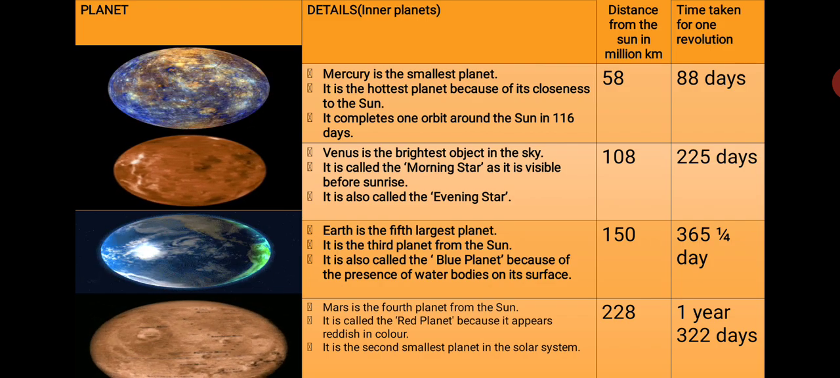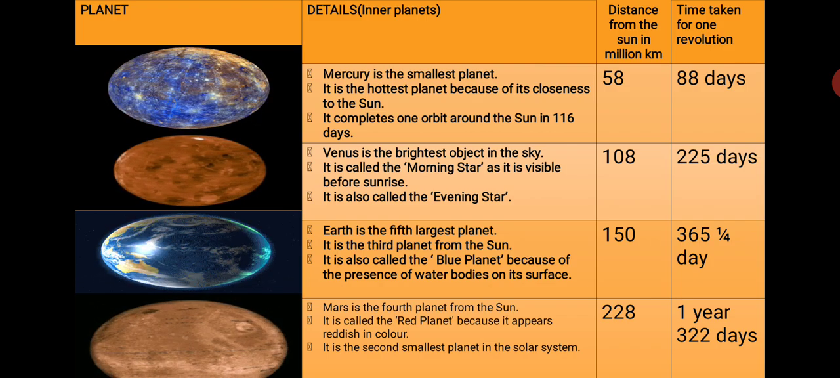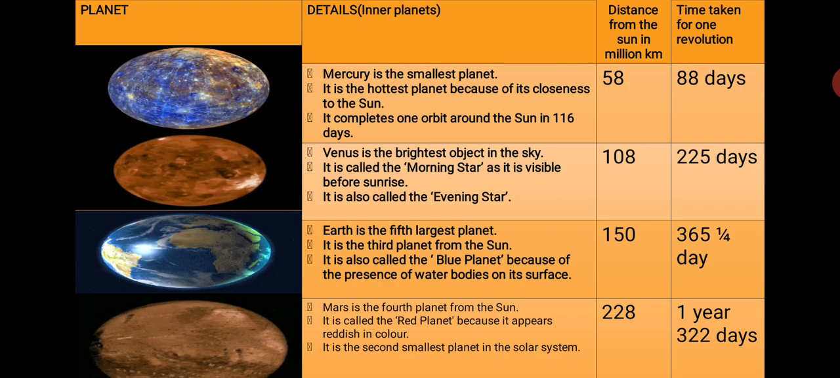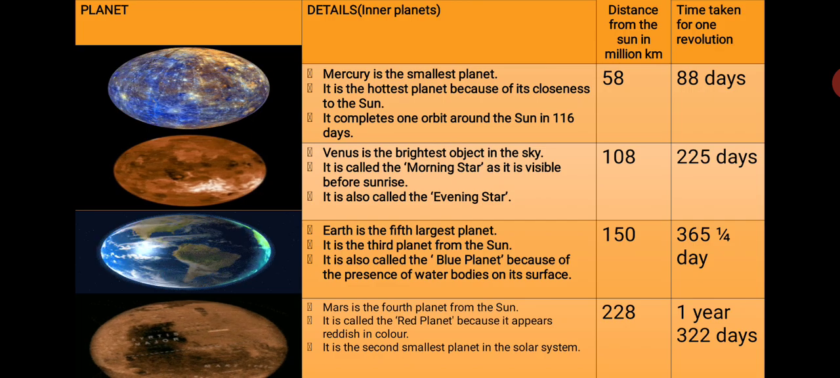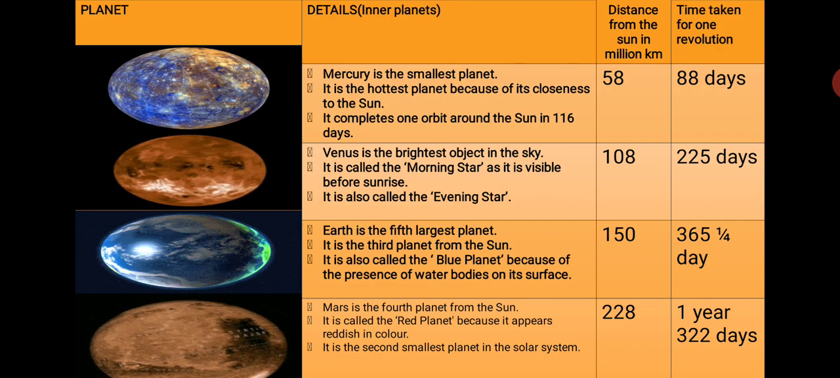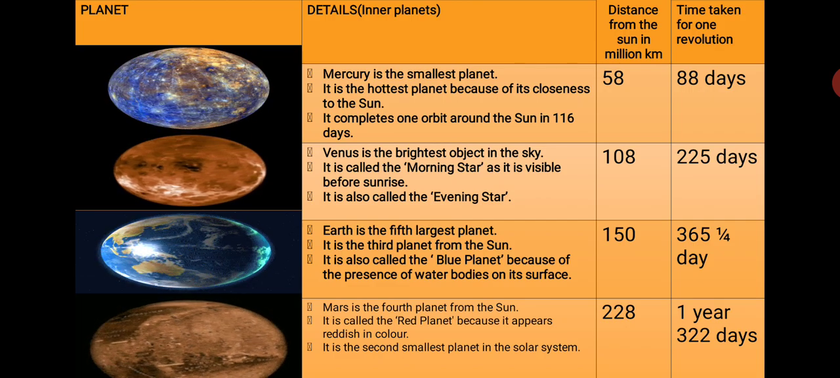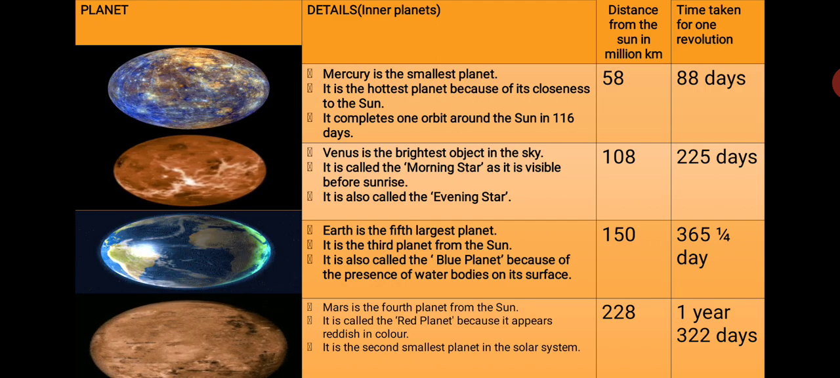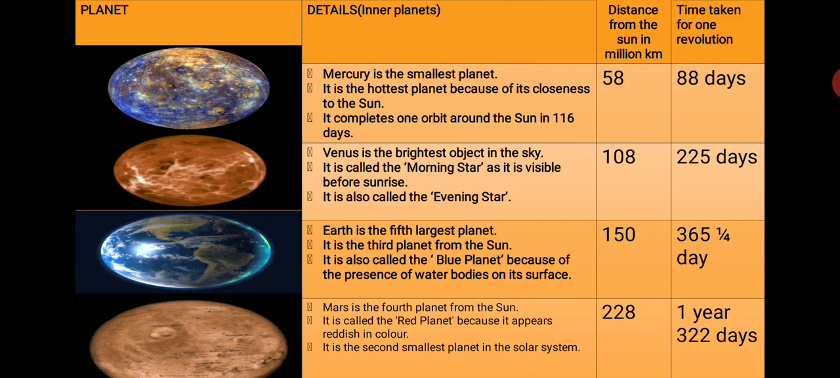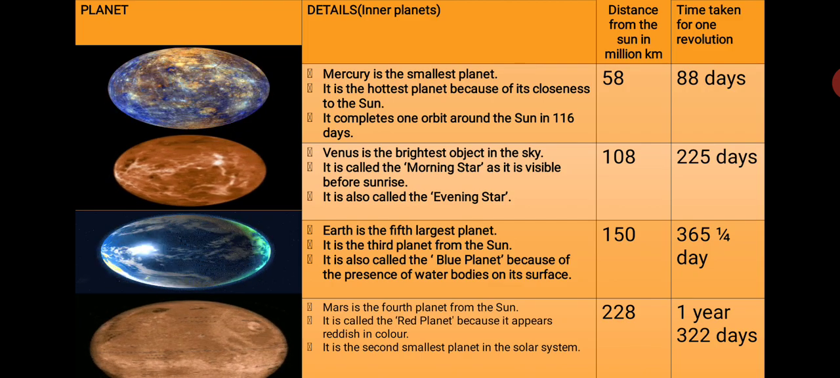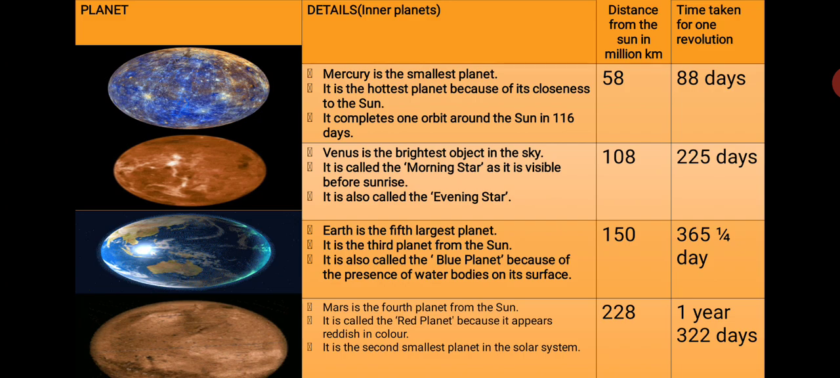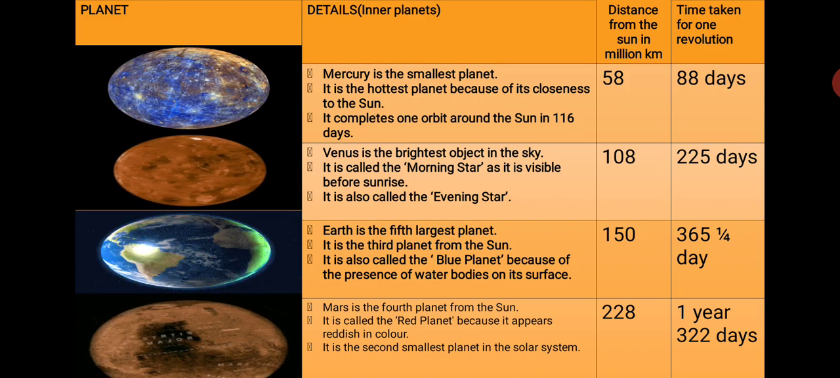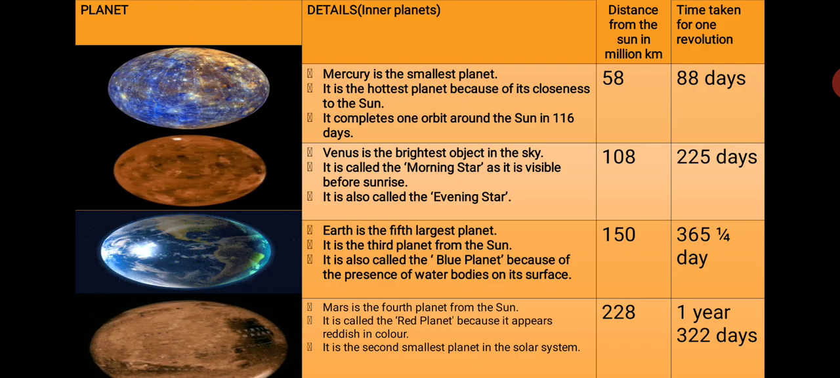Venus. Venus is the brightest object in the sky. It is called the morning star as it is visible before sunrise. It is also called the evening star. You can see Venus in the sky, children. And it is 108 million kilometers away from the sun. It takes 225 days to complete one revolution.